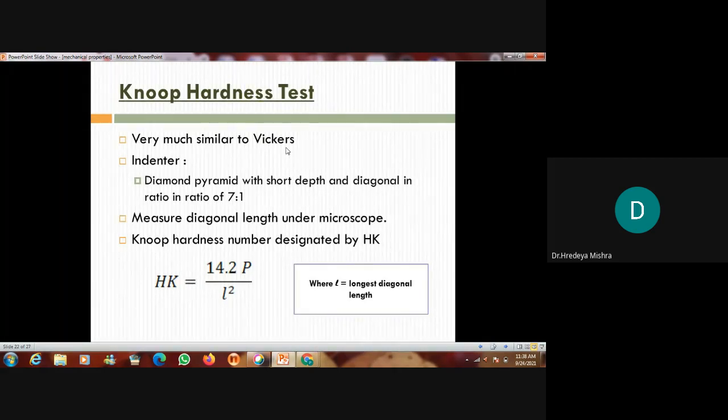Okay, so these are the hardness tests. Students, any questions? Is it clear?